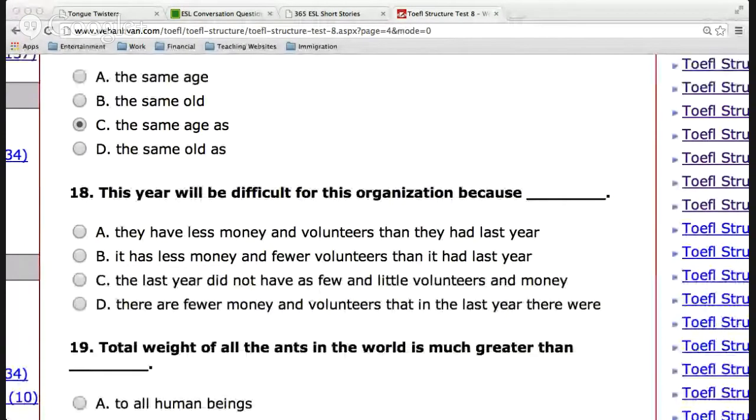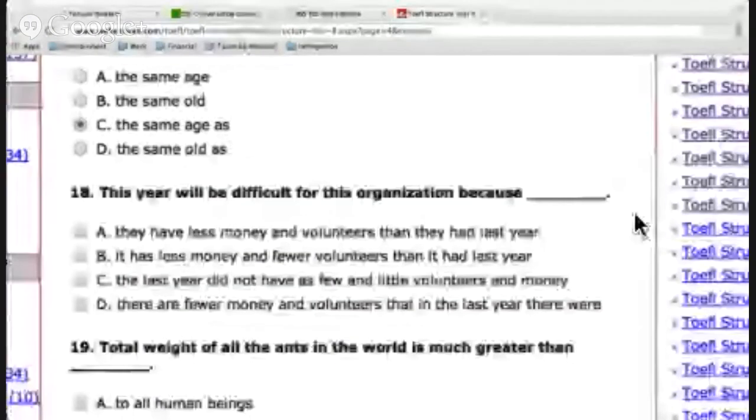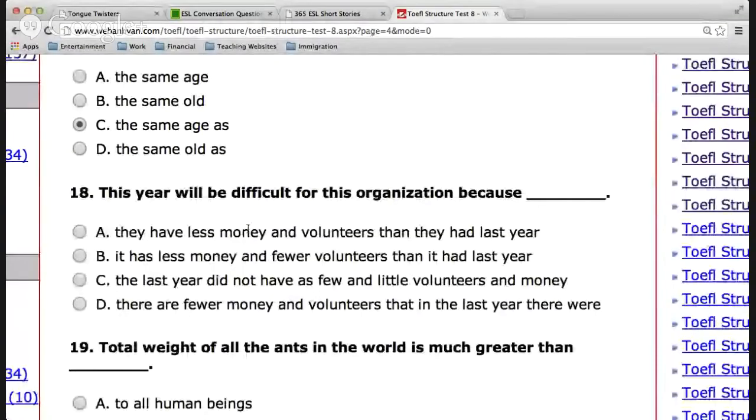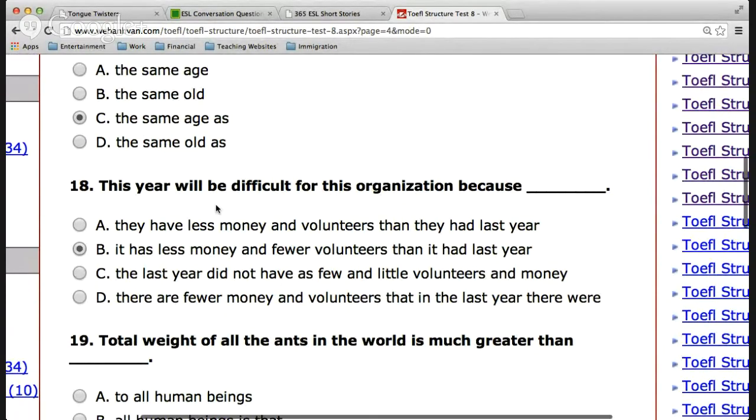Okay, so 18 is for Nudel. Go ahead, Nudel. This year will be difficult for this organization because it has less money and fewer volunteers than it had last year. All right, you went right into it. So it has less money and fewer volunteers than it had last year. B, right? Yes. What do you guys think? Is that correct? Yes, correct. That is correct. Awesome. Nice job. Let's go to number 19.